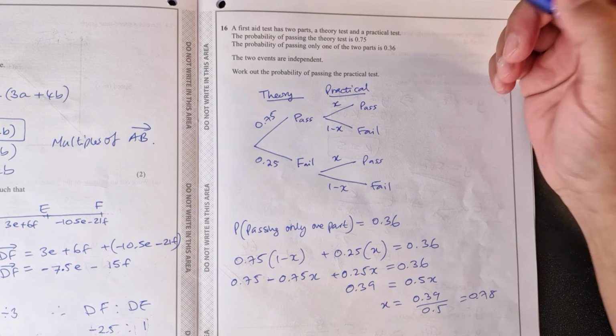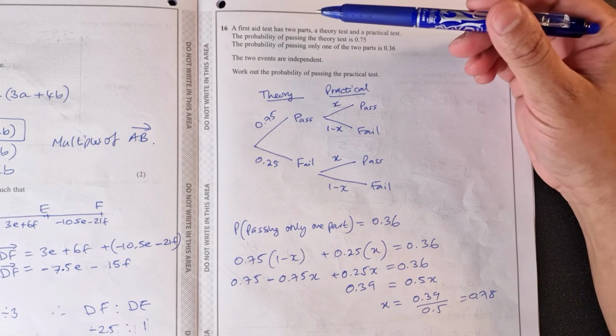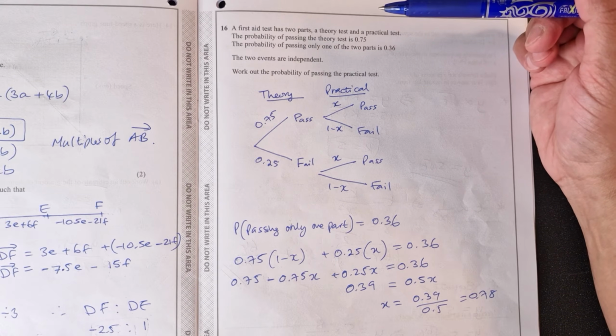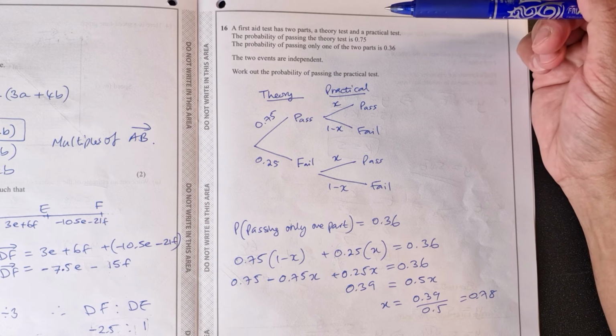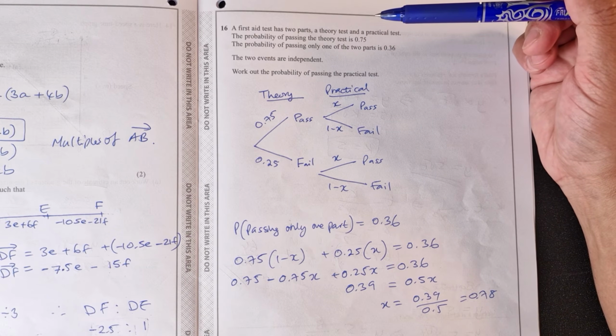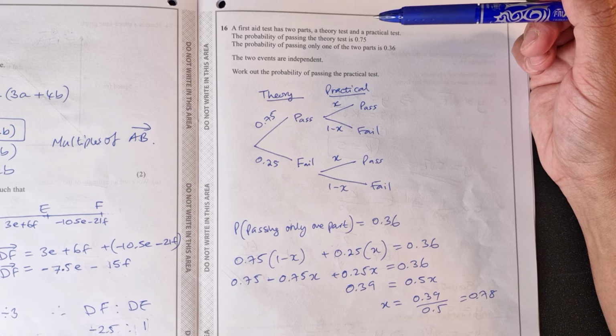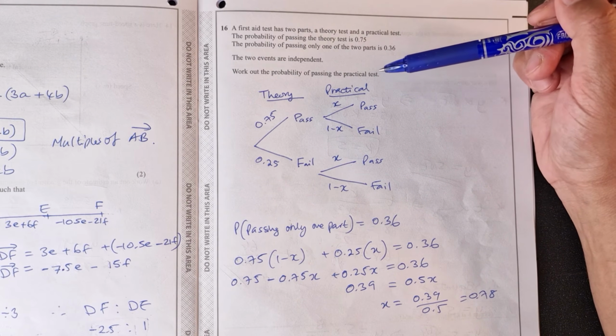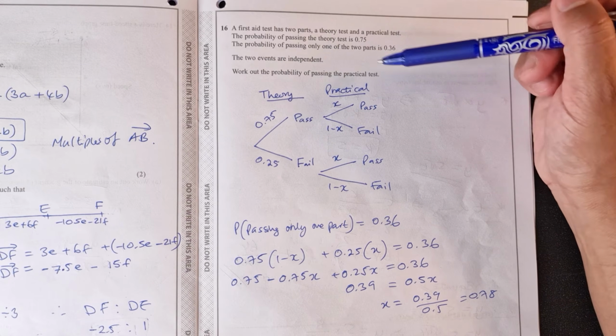All right, so question 16 here. A first aid test has 2 parts, a theory test and a practical test. The probability of passing the theory is 0.75, and the probability of passing only one of the two parts is 0.36. The two events are independent, which means one doesn't have an effect on the other. Work out the probability of passing the practical.